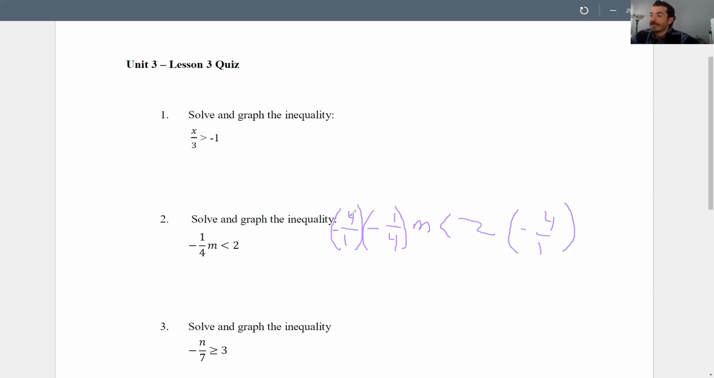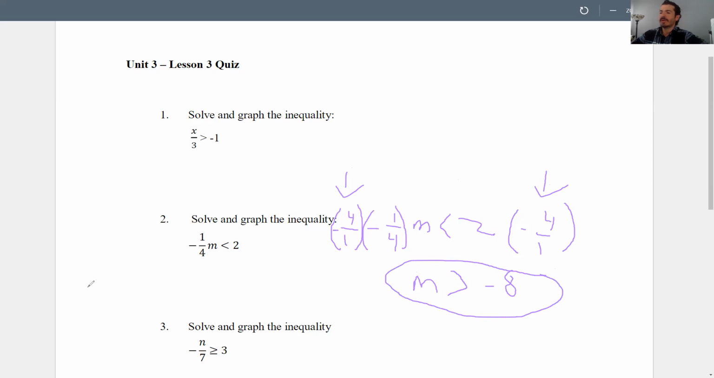And I'm gonna see what I get. So 4/1 times 1/4 is 1, and negative times negative is a positive. I'm left with m. 2 times -4/1 is -8/1, which is -8. And in this case, I did multiply by a negative, right? I did that. That was me. So I'm going to switch this inequality sign to a greater than, and m needs to be greater than -8. So this is my solution.